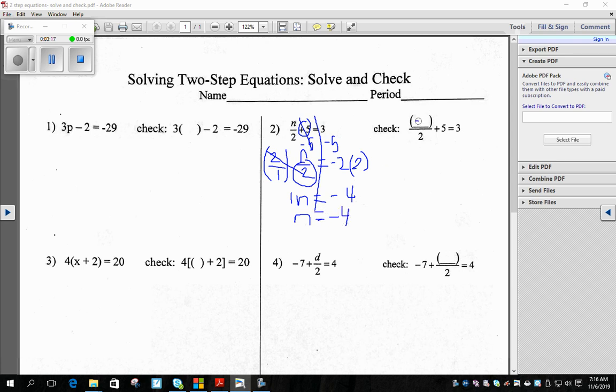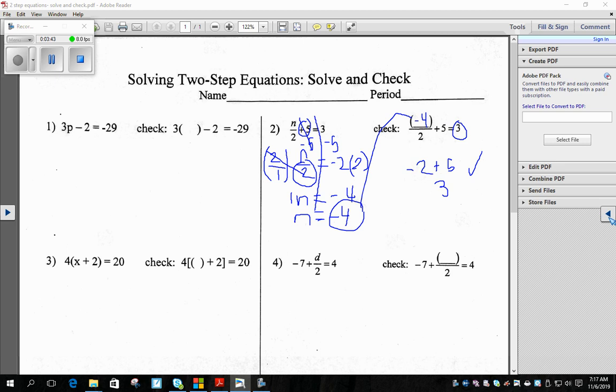Now I'm going to check. -4. And division comes first for regular order of operations. -4 divided by 2 is a -2. And a -2 plus 5 is equal to 3. So I realized when I plugged that -4 in for n, I got that same answer that was on the other side of my equal sign. And that's how you can check.